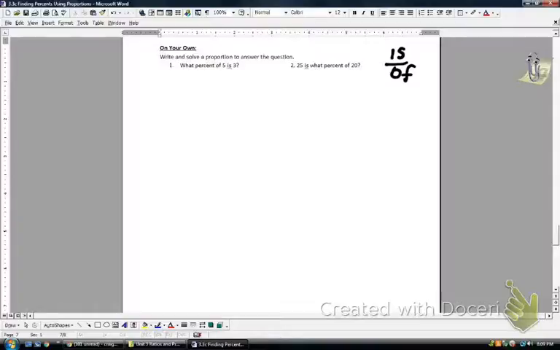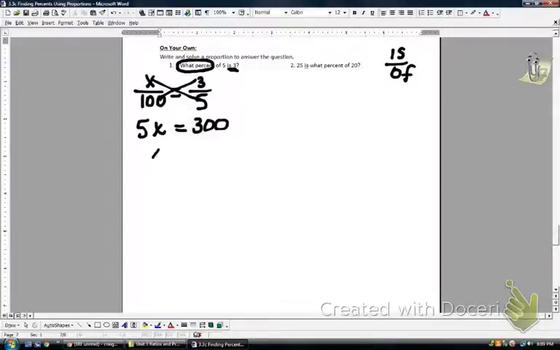I look for the percent, the number with the percent. This doesn't have it, so I have what percent? Percent over 100 equals is over of. Cross the equal sign and multiply. Cross the equal sign and multiply. Then use algebra to solve, and I get x equals 60. 300 divided by 5 is 60, so x equals 60.